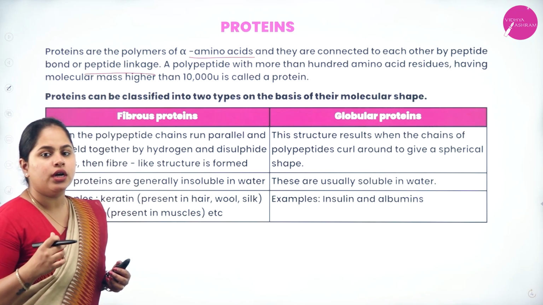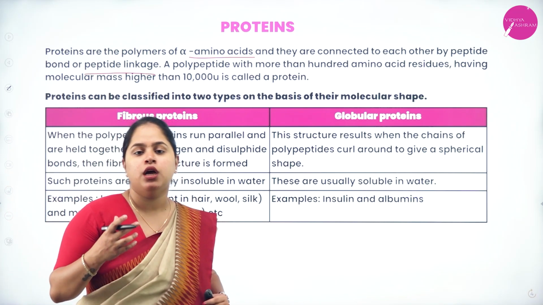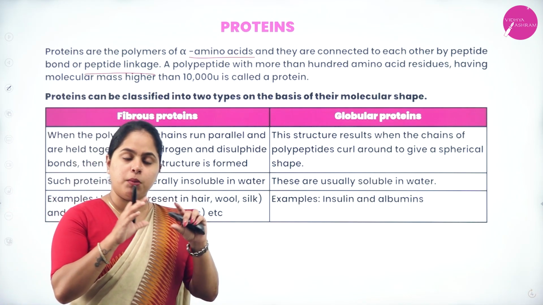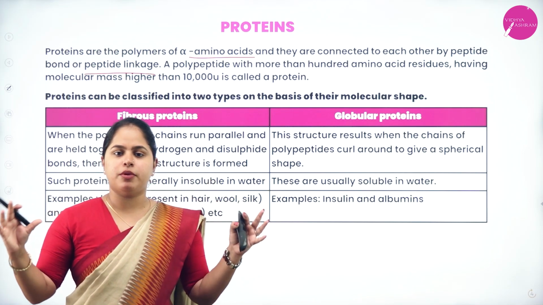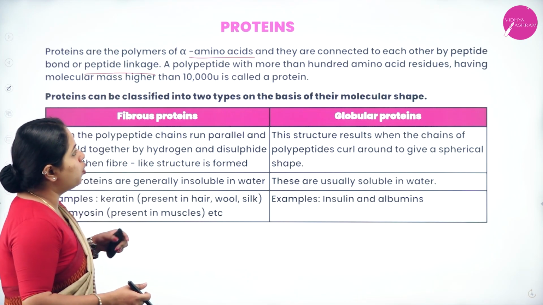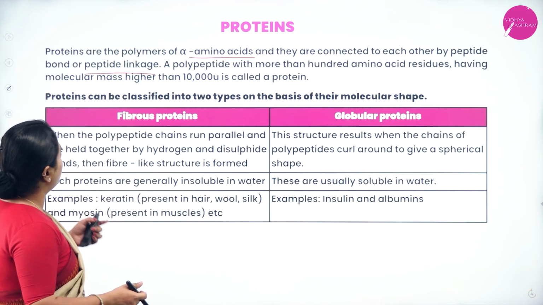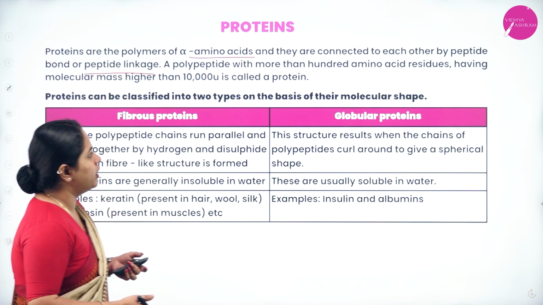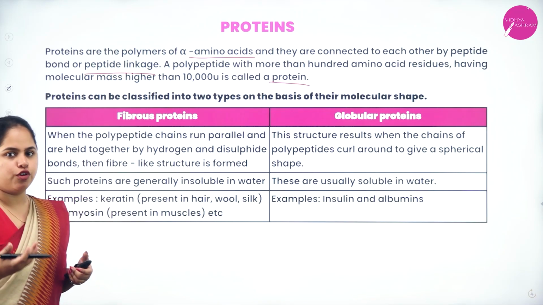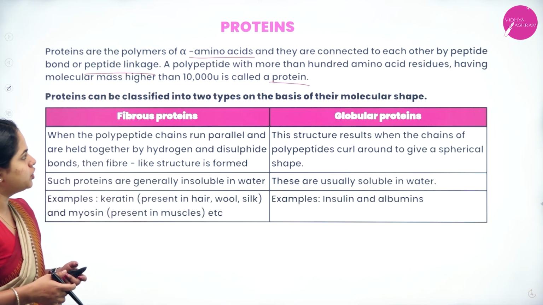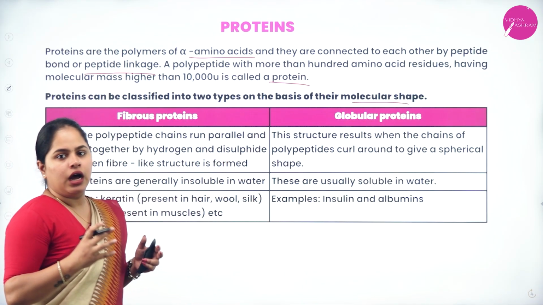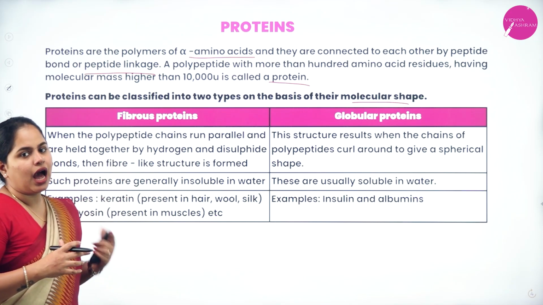So it is necessary to remember what is the type of bond present in proteins. It is peptide bond or peptide linkage, which is formed between amino acids. So each amino acid will be bound together by peptide linkage to form proteins. A polypeptide with more than 100 amino acid residues having molecular mass higher than 10,000 is called a protein. So many amino acids will be joined together by the peptide linkage to form proteins. Proteins are classified into two types based on their molecular shape: fibrous and globular.